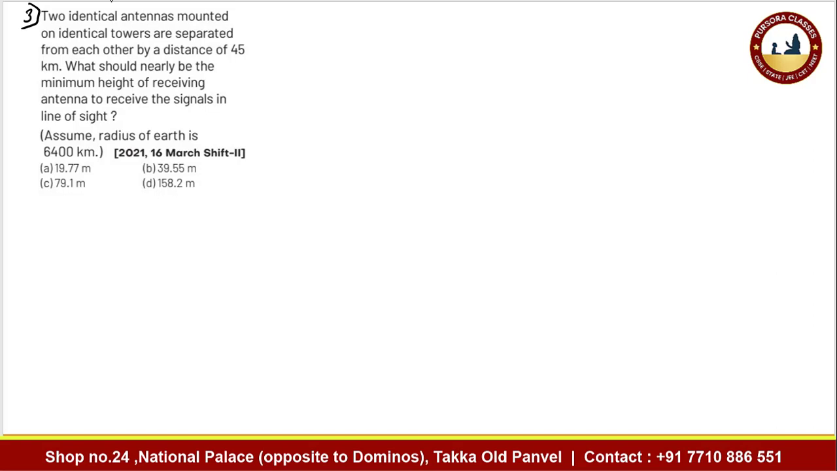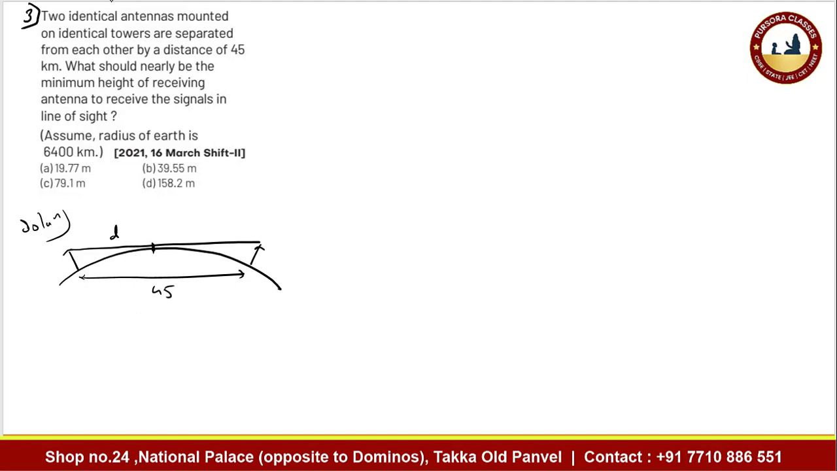We have two identical antennas mounted on identical towers and separated from each other by a distance of 45 kilometer. So the distance between the towers is 45 kilometer. What should nearly be the maximum height of the receiving antenna to receive the signals in line of sight? Suppose one antenna is over here. So if we talk about line of sight, this second antenna is over here. The distance between them is 45 kilometer.